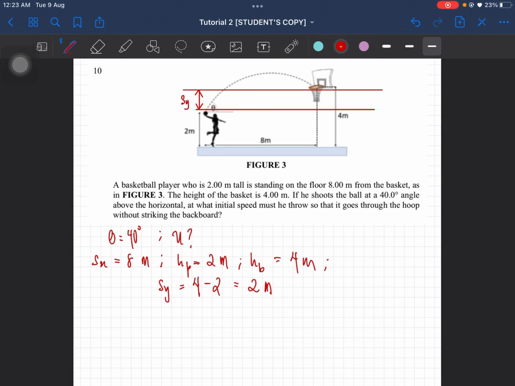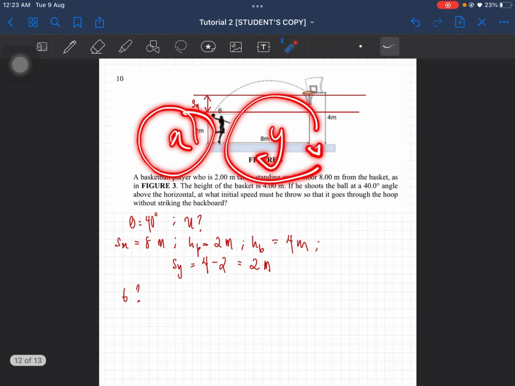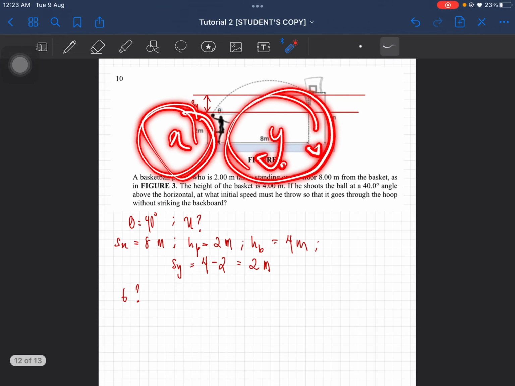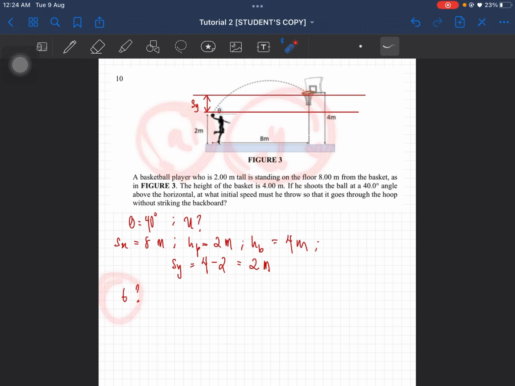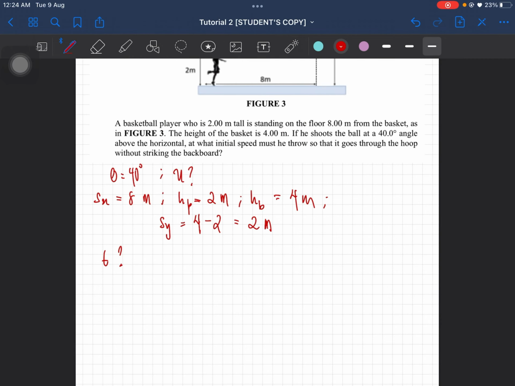And then what we need to do first is we need to find the time. So why do we need to find the time? Because in the X and Y component, the only thing that connects these two is the time. Okay, so the velocity will not be the same in the X and Y component. The only thing that will be the same is the time. So that's why we are looking for the time. So how do we look for the time? We can use X equals UXT.